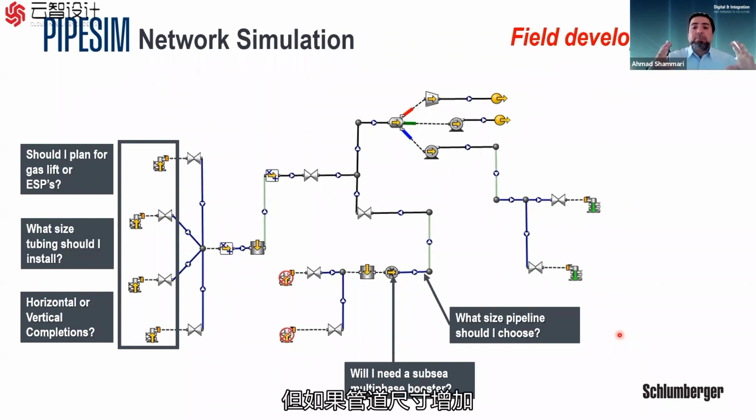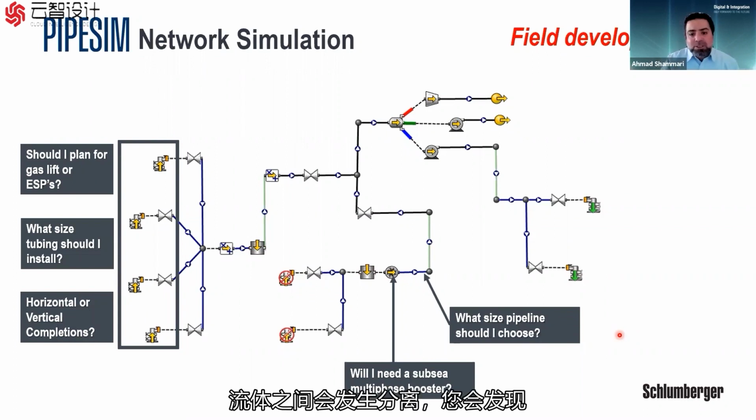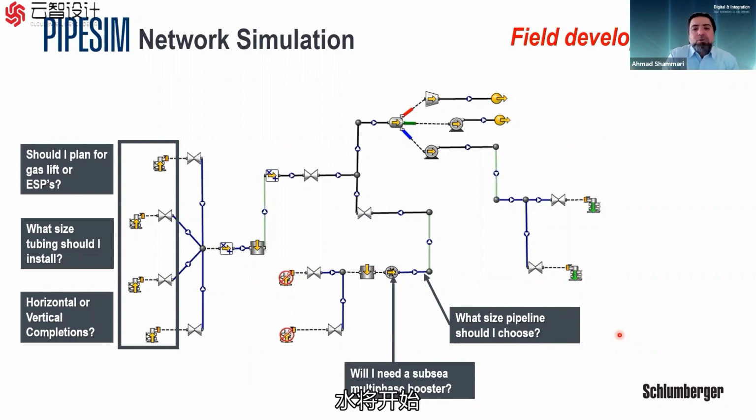But if you increase the pipeline size more than you need, then the fluid velocity in the pipeline will become less, and then there will be segregation between fluids. You will find that the water will start to settle at the bottom, right? And this will cause major problems, because it will result in corrosion, and then this will result in a leak in the pipeline. This is a major pipeline integrity issue. So designing the right size for your pipeline is very, very important.